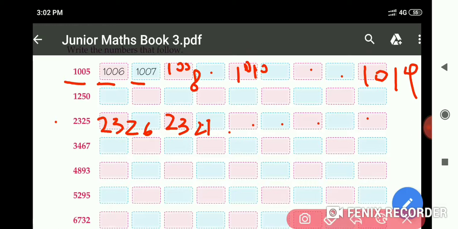4893, 4894, 4895, 4896, 4897, 4898, 4899. What comes after it? 4900. Like this we will solve all the questions.